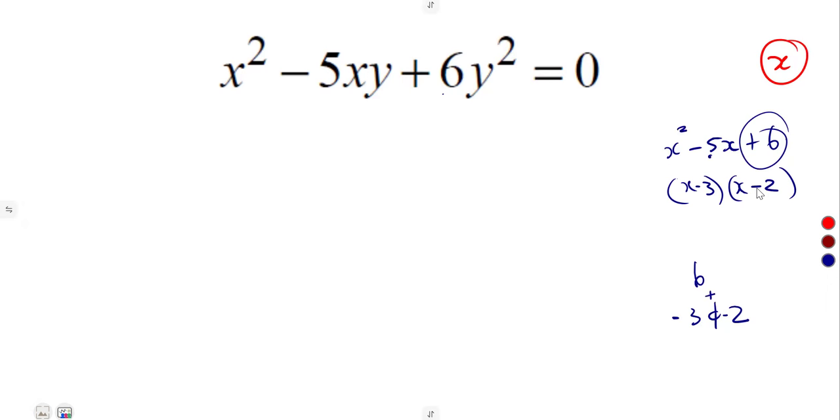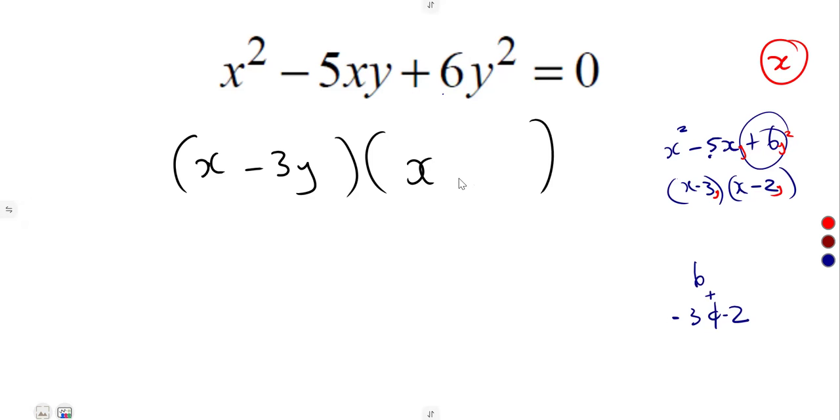Guys, there's no difference in our question. What we have simply added is the y on the x, the y here at the end. It affects the constants. You just factorize as usual, then you put y on the constants. That's how you factorize this. So having this factorized, it is going to be x minus 3y, x minus 2y, just like that.